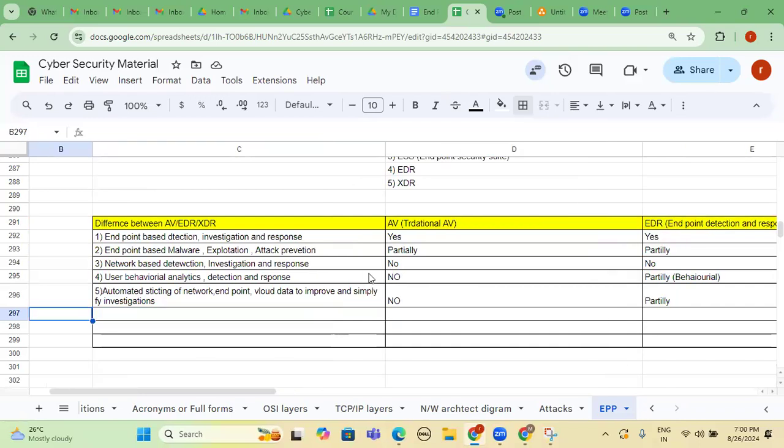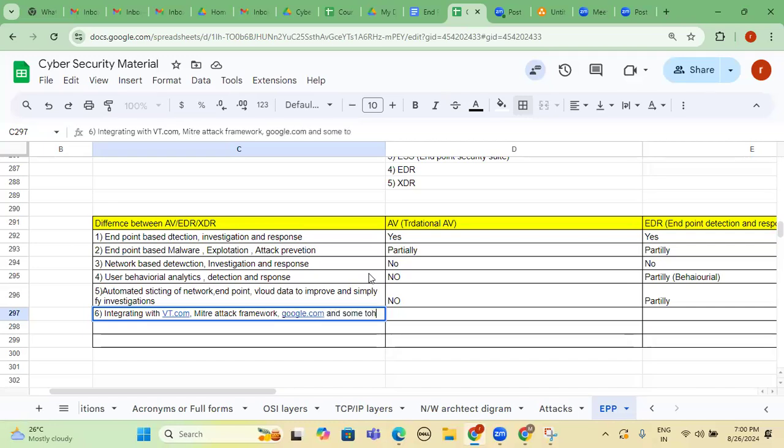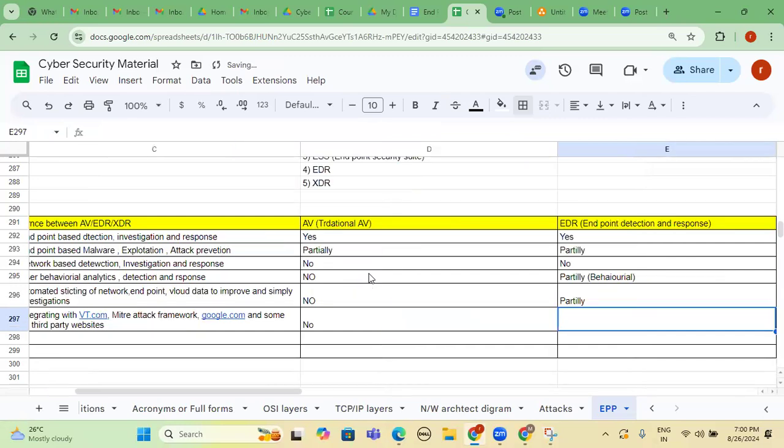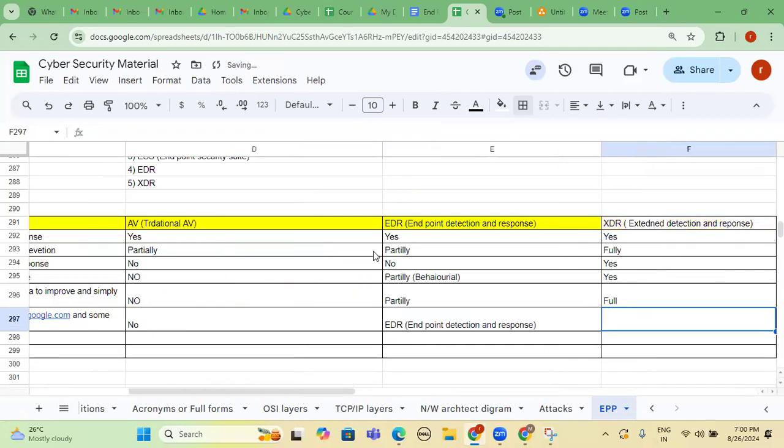And additionally, I will keep some other differences as well. Integrating with VT, virustotal.com, and the MITRE ATT&CK framework to identify what type of tactics, techniques and procedures, detection methods, and preventive mechanisms the attack uses, and what the solution is. And also integrating with google.com and some other third-party websites. So traditional antivirus, no. In the similar way, EDR, yes. XDR also, yes.